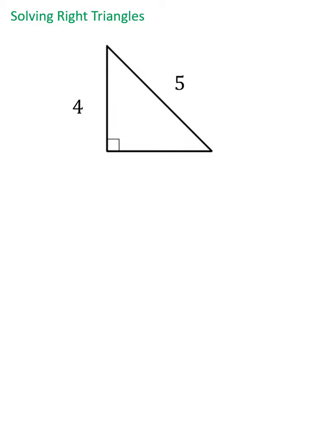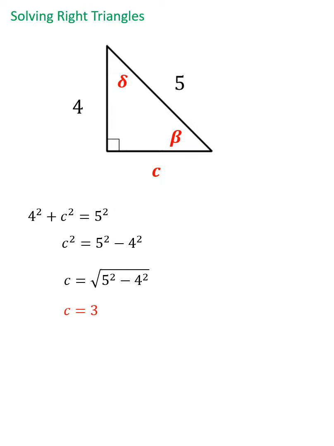Now here's our last example. Suppose we're trying to solve this triangle. Again, label all the sides and angles you don't know. So I've got delta, beta, and c. I decided here again to start with the Pythagorean theorem. There's no rule that says I have to. I just noticed that if I start with the Pythagorean theorem, I'll be able to find out what c is. So I used the Pythagorean theorem, and I found out that c is 3.